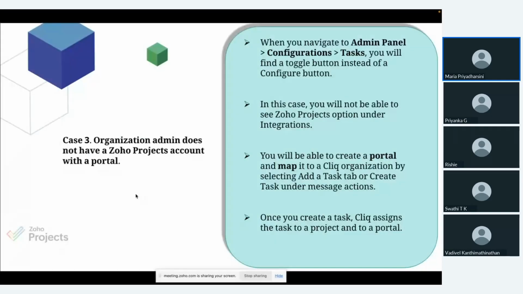The next case is when the organization admin does not have a Zoho Projects account with a portal. So when you have not created a portal or when you don't have a Zoho Projects account, you can navigate to the admin panel, configuration tasks, and you will have a toggle button instead of a configuration button. In this case, you will not be able to see the Zoho Projects option under integration. This is from the Cliq page. Here, you will be able to create a portal. It will ask you to create a Zoho Projects portal, and once that is done, you will be able to map the same with your Cliq org.